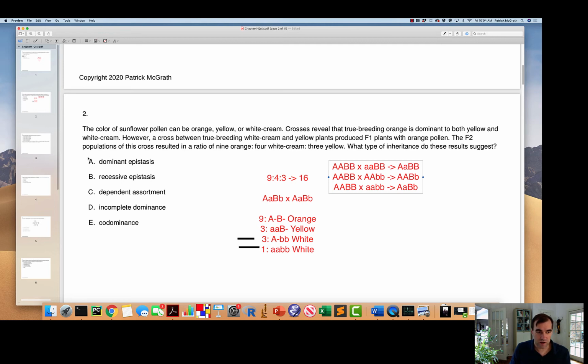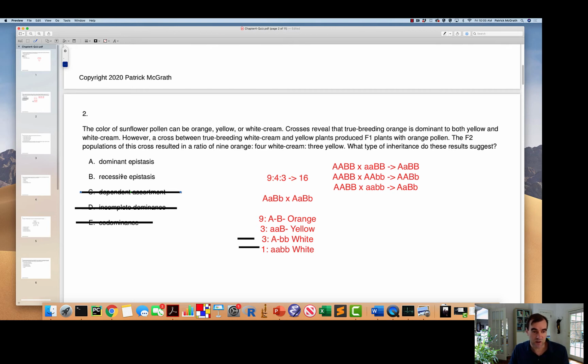Now we look at the answers, and we can exclude codominance and incomplete dominance. This is not an example of having multiple alleles. We would expect to see 1 to 2 to 1 ratios in that case. Independent assortment, that's kind of a nonsense term. Now there are 2 different types of epistasis that can explain this. Is this recessive epistasis or dominant epistasis?